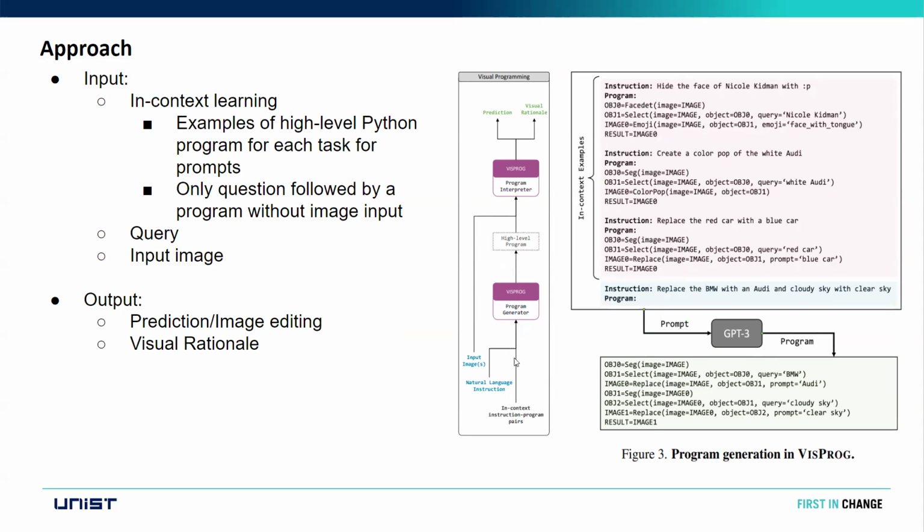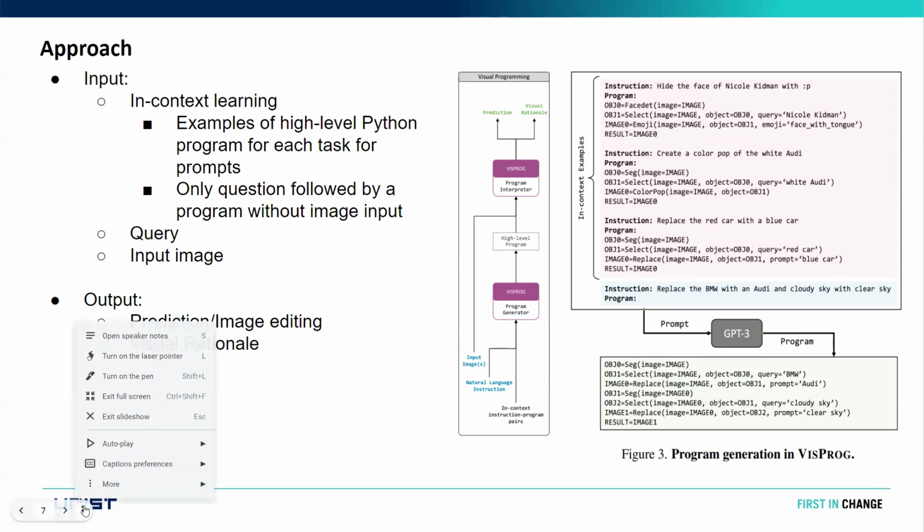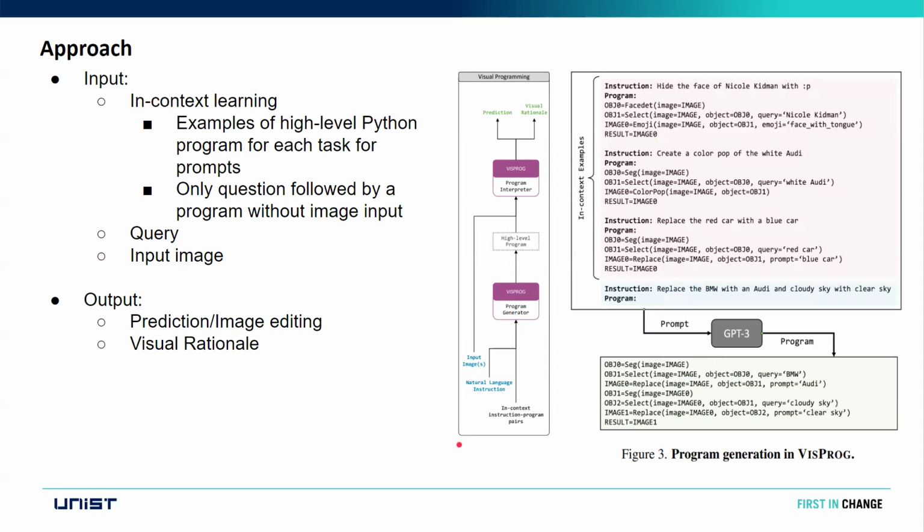So the approach: the input is the natural language instruction, which is our query, and the input image. But it also has in-context instruction-program pairs. Using the in-context instruction-program pairs and also the query, a program generator generates Pythonic code, and then that program and the input image go to the interpreter, and it shows our result, which is the prediction or image editing or object tagging, and the visual rationale.